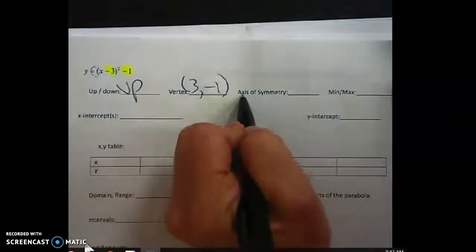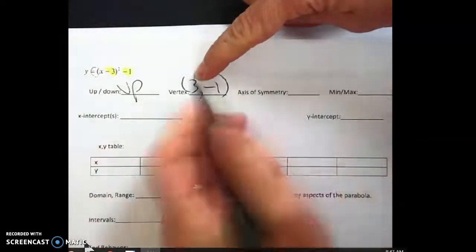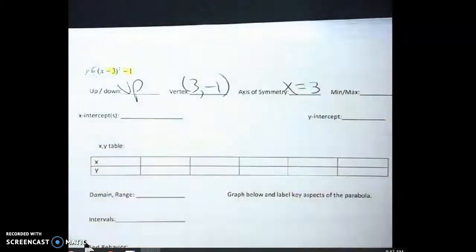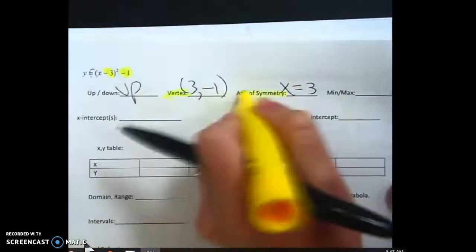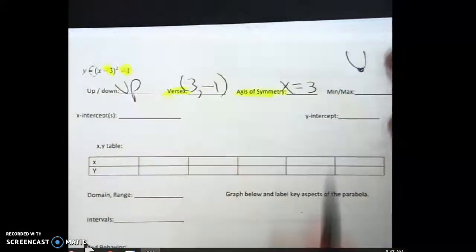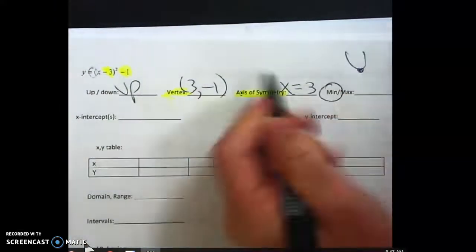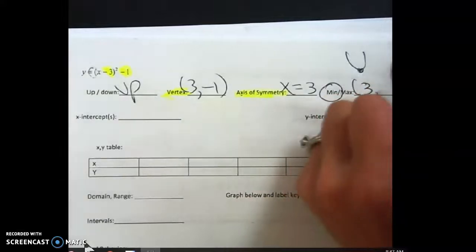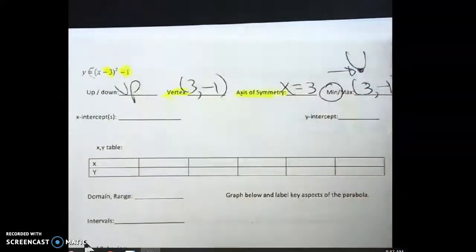So then the axis of symmetry is the x value of the vertex. X equals 3. So all of these are tied together. And then I have to go, okay, well, if it's going up, that means it's a minimum, and the minimum is at (3, -1), because that's the lowest point right there.